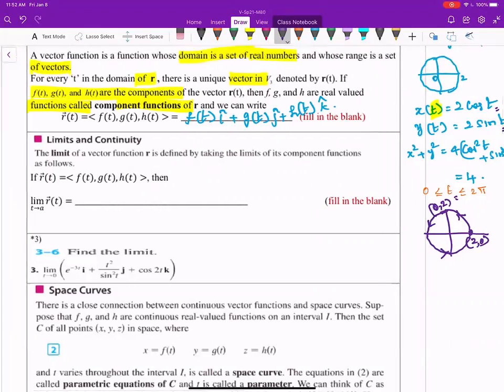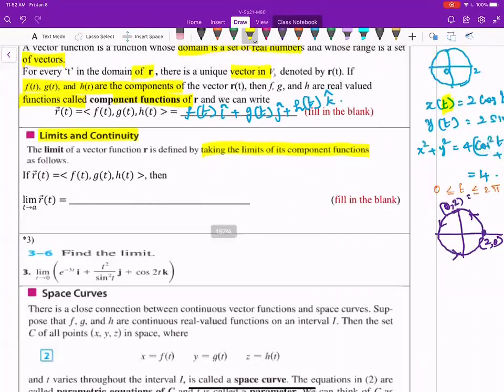So vector function is, this is how we define a vector function. Limits and continuity. What do you mean by limits and continuity of a vector function? The limit of a vector function R is defined by taking the limits of the component functions.